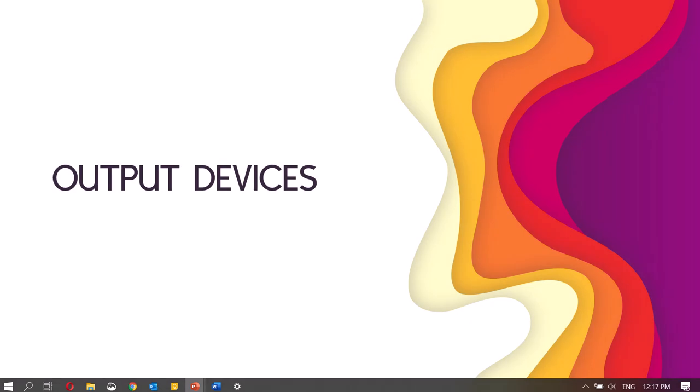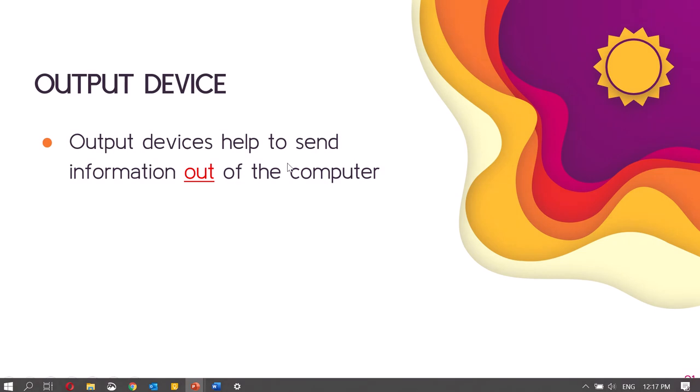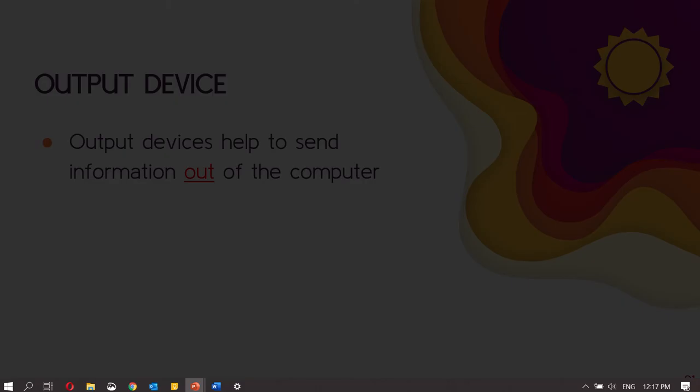Let's continue. Now that we've looked at input devices and understood what they do and the two types they have, let's look at what are output devices. Output devices are those devices which help to send information out of the computer. This is the key word here. The information is originally inside the computer and then the output device lets you have the information outside of it.